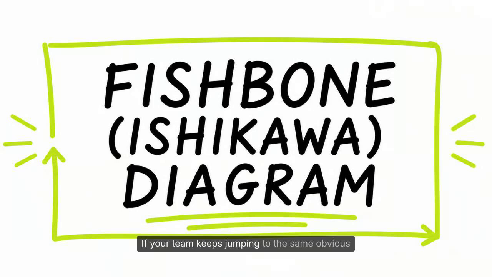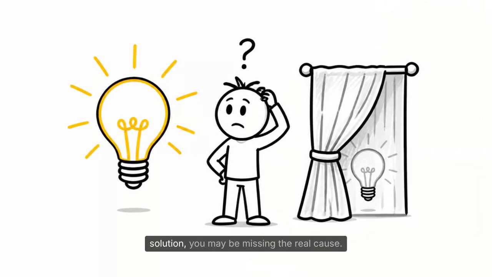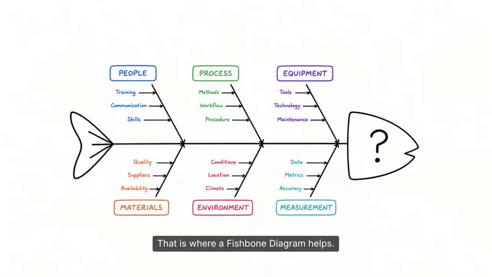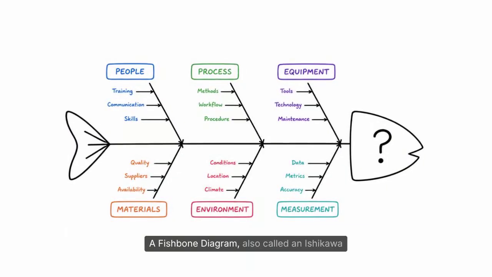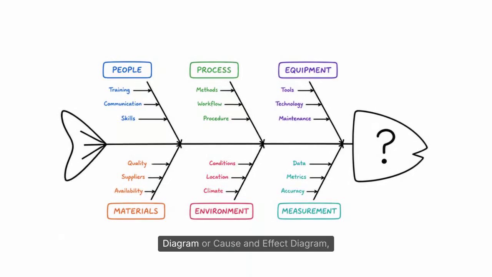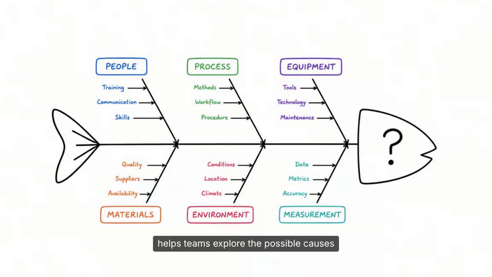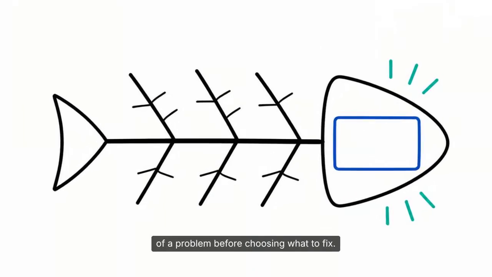If your team keeps jumping to the same obvious solution, you may be missing the real cause. That is where a fishbone diagram helps. A fishbone diagram, also called an Ishikawa diagram or cause and effect diagram, helps teams explore the possible causes of a problem before choosing what to fix.